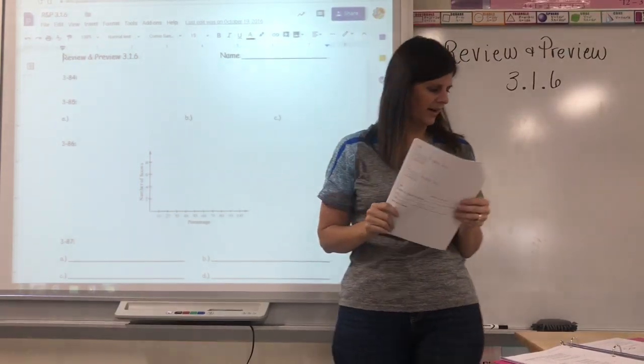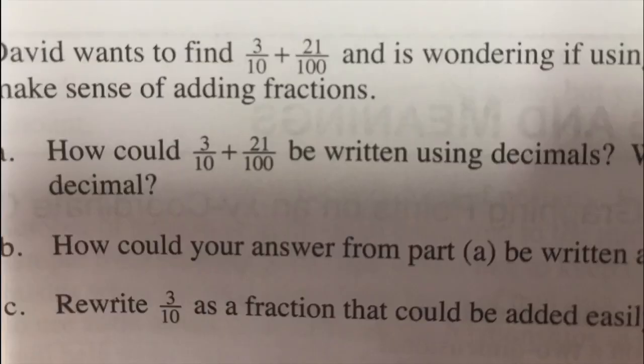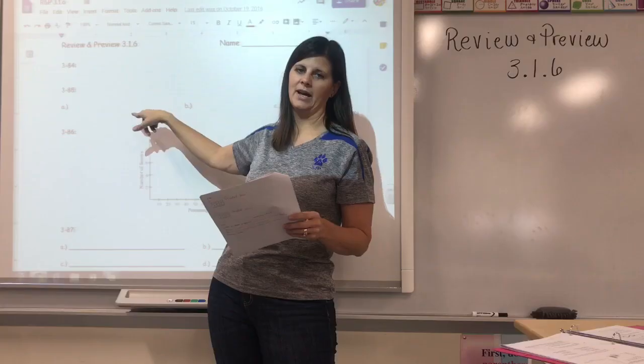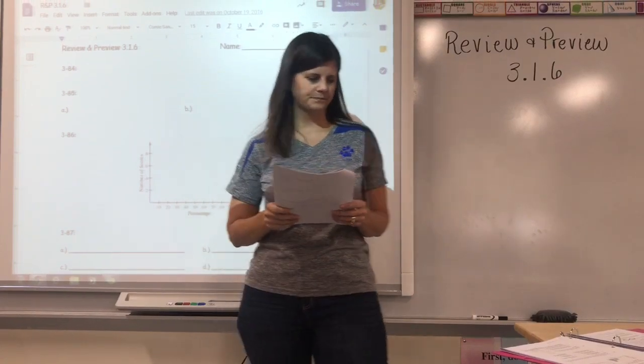On question 85, it's talking about some fractions being added and thinking about how we could change those to decimals, could we express those as decimals. And for part A, your job would be to write out 3/10 plus 21/100 in decimal form. I want to see what each of those look like as decimals, and then make sure you also tell me what they equal when we add those decimals together.